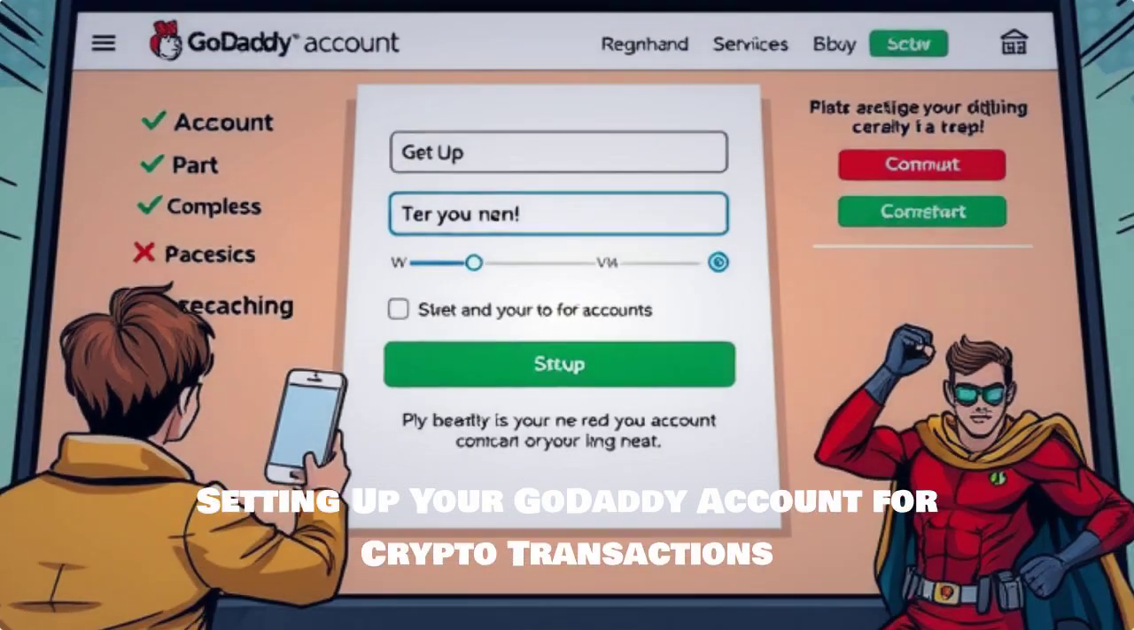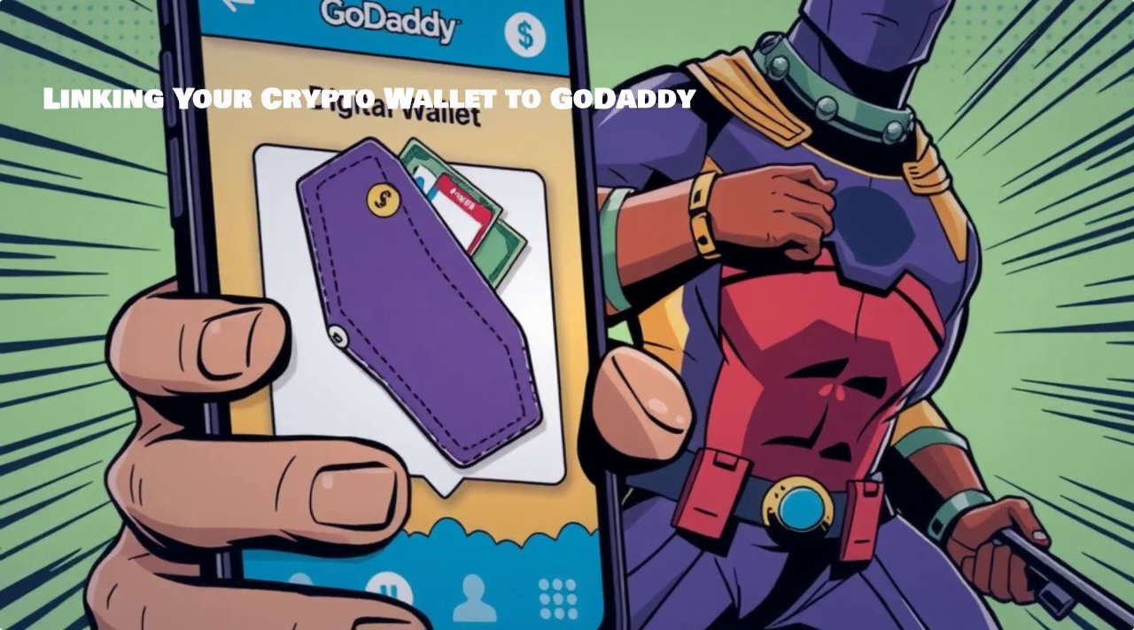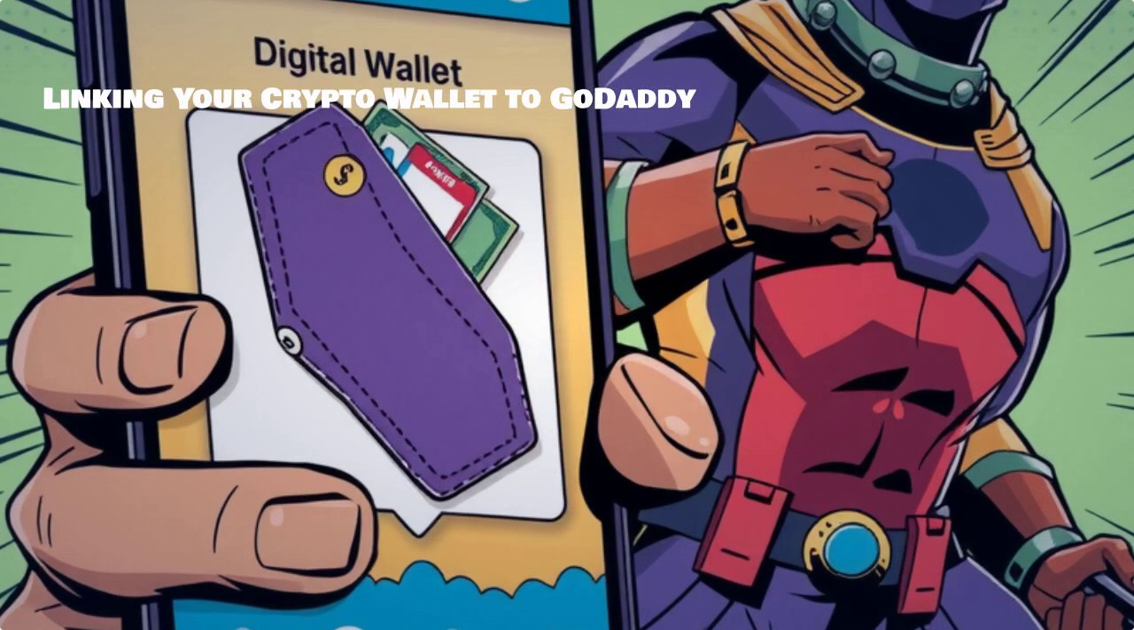To get started, make sure your GoDaddy account is set up to handle crypto transactions. Let's go over the steps required. Next, you'll need to link your crypto wallet to your GoDaddy account. Here's how you can do that safely.